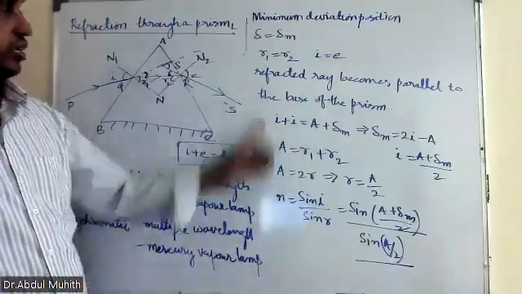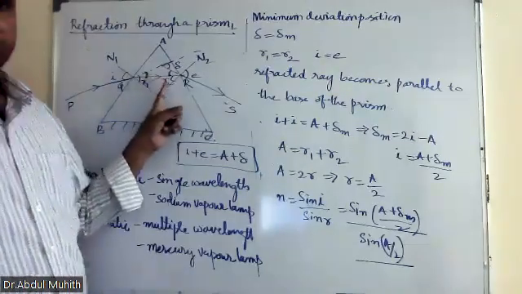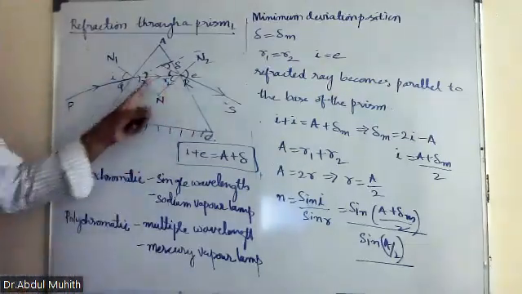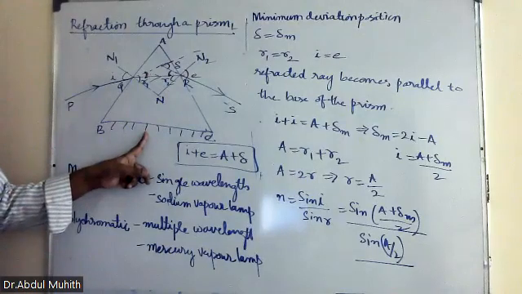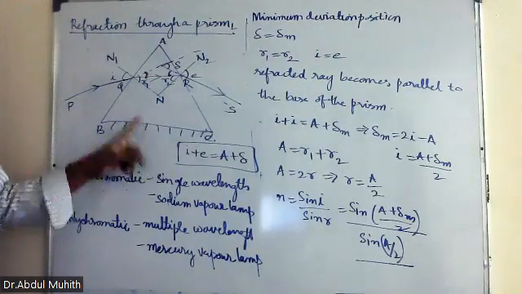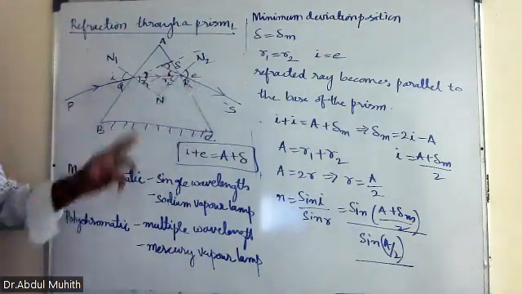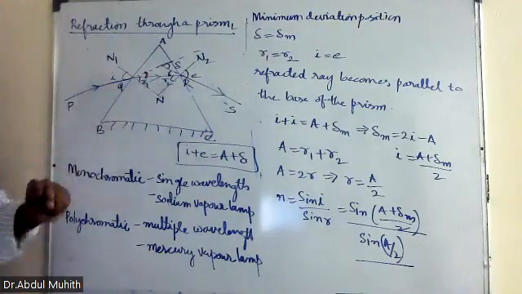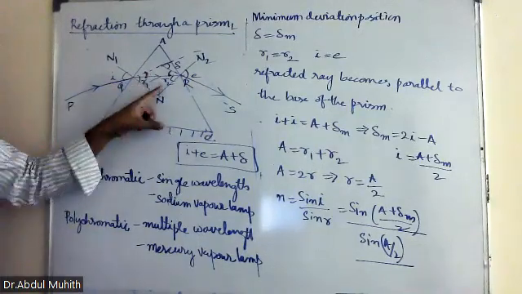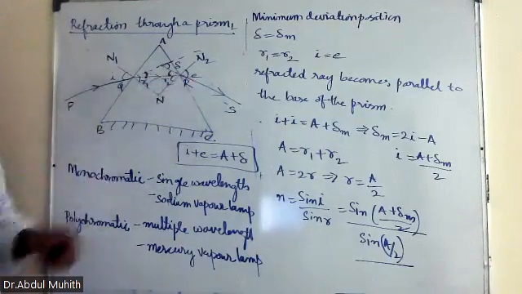Is that clear? Here, in this case, the refracted ray will become parallel to the base of the prism. And what will happen here? Angle I and angle E both are equal. Angle R1 and angle R2 both are equal. Clear? R1 and R2 are equal, I and E both are equal.